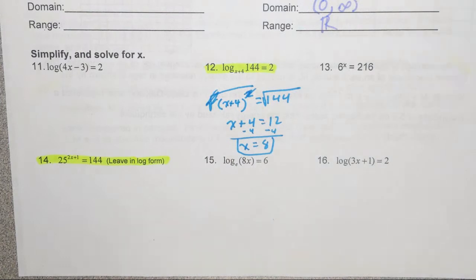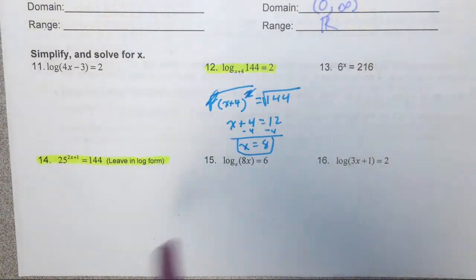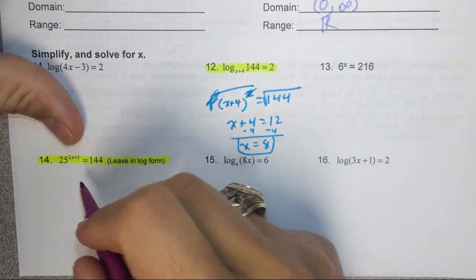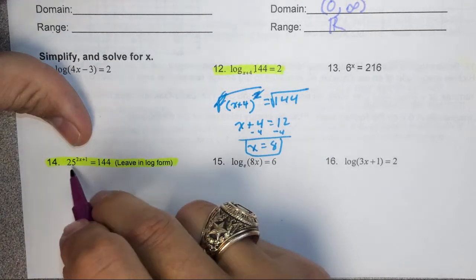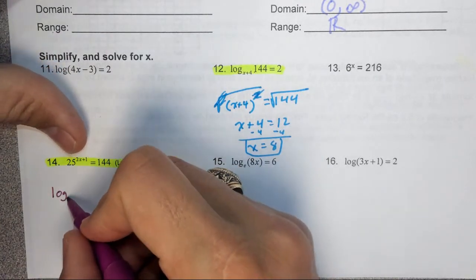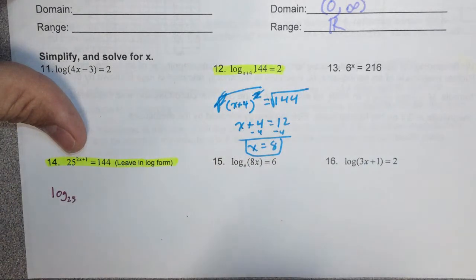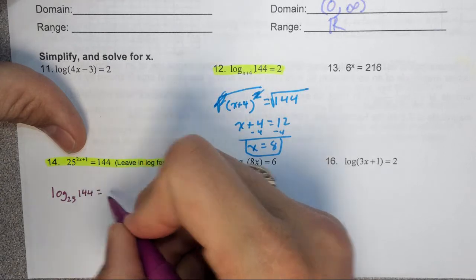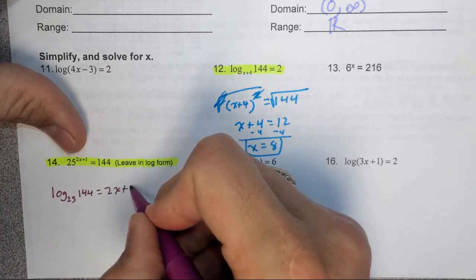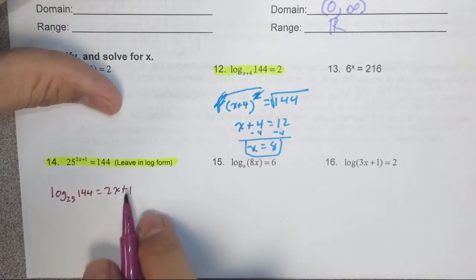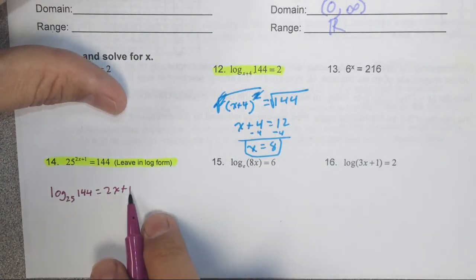Next one, we're going to do this other one over here, and we're going to leave it in logarithm form. So here we go. There's my base, log base 25 of 144 is equal to 2x plus 1. Leaving it in logarithm form makes this real simple. All I have to do is get rid of this 2 and the 1.